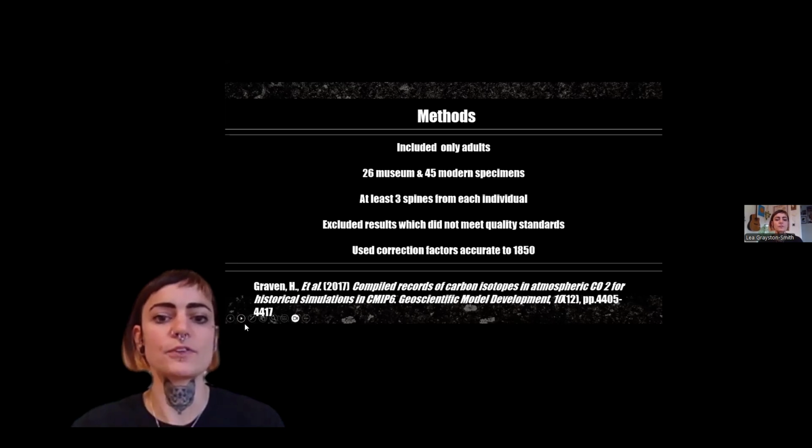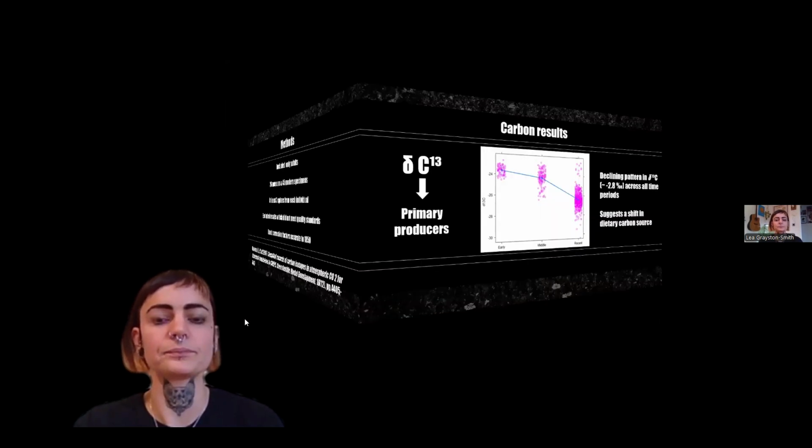We ran it through an isotope ratio mass spectroscopy, and we used correction factors accurate to 1850, so we corrected it back to pre-industrial levels so that we could compare our museum and our modern day specimens directly. And we applied a generalized linear mixed model to our data. And here's what we observed in our results.